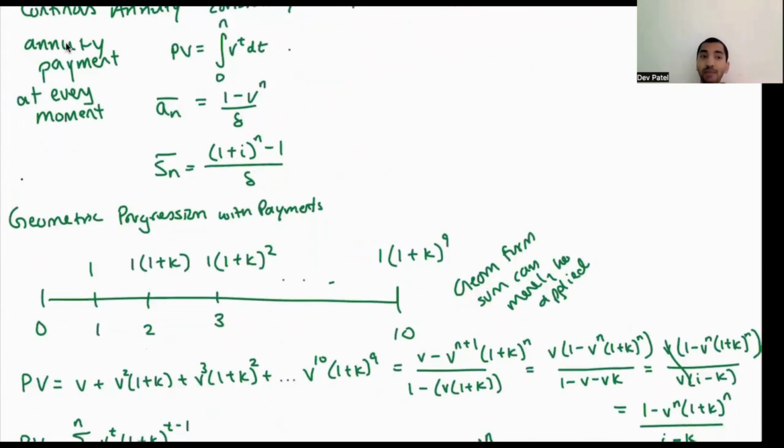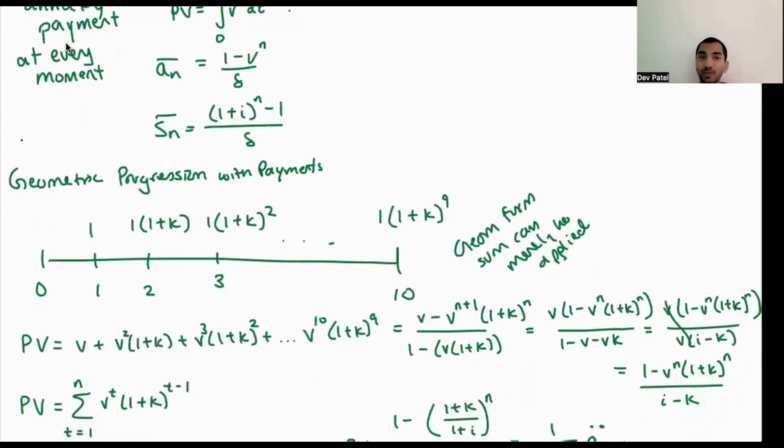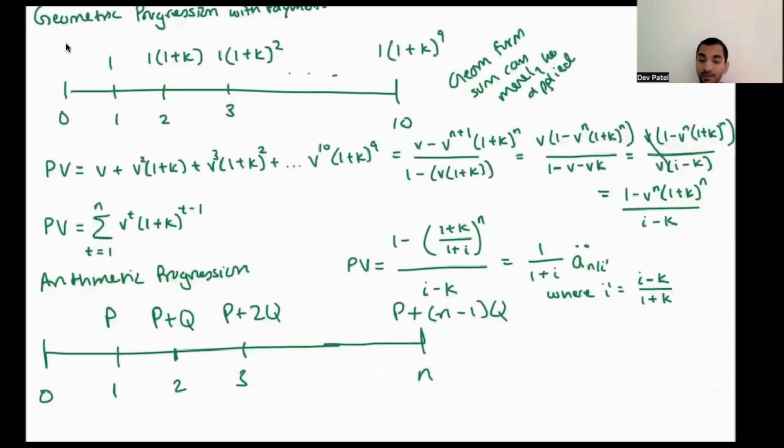But what happens when that changes? So now we have geometric progression with payments. The first payment is 1, then the next payment is 1 times (1 plus k), then 1 times (1 plus k) squared. To bring it back to present value, you have to account for interest, and you also have to account for the differing payments. So again, we can use the same formula we had before, the first term minus the first omitted term over 1 minus the common ratio for the geometric sequence formula. That's actually how we derive the entire formula here.